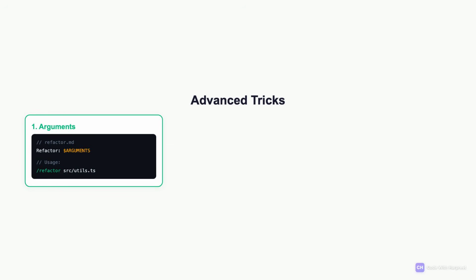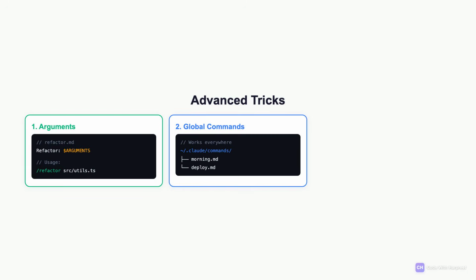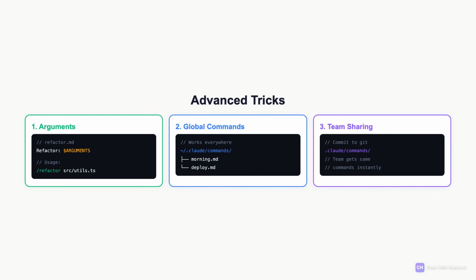Now that you have your 3 commands, let me show you 3 advanced tricks that make custom commands even more powerful. Trick number 1, arguments. Inside your prompt file, you can use $arguments. This lets you pass dynamic input to your command. So if you create a refactor.md with $arguments, you can type /refactor followed by a file name. And that file name gets injected into your prompt. Super useful when you want one command that works on different files.